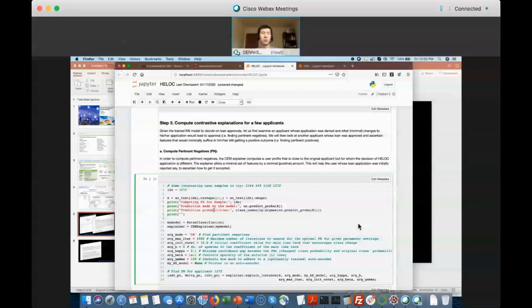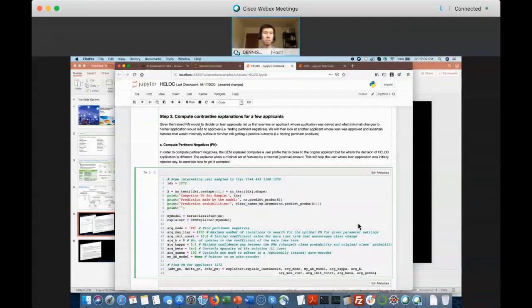For this one we're going to give pertinent negatives. In other words, the minimum set of changes this applicant would have to make to get their application approved. This person's ID number is 1272. I think this actually launches it.